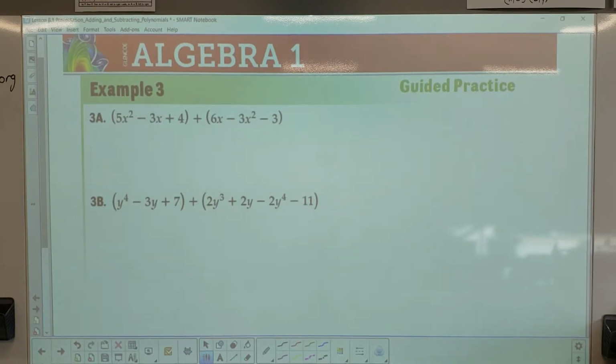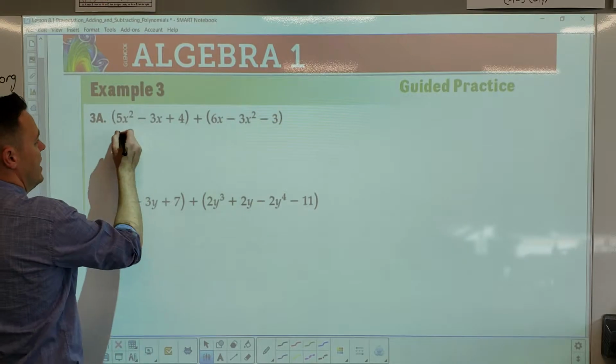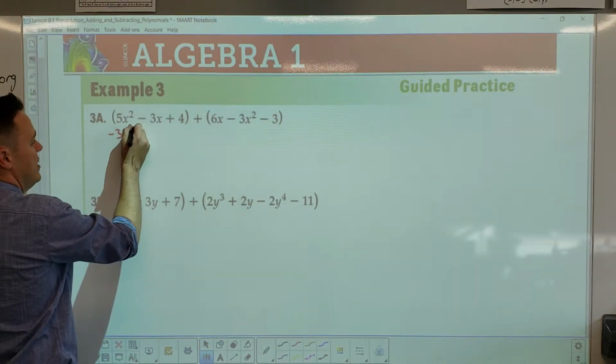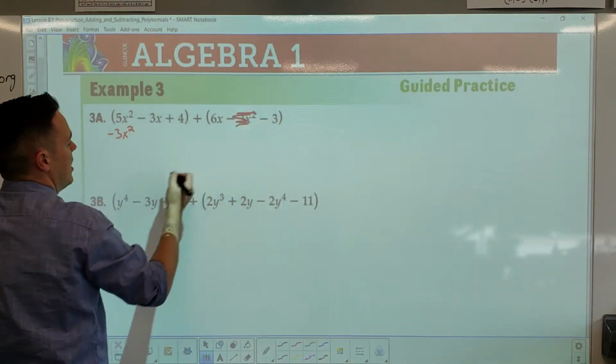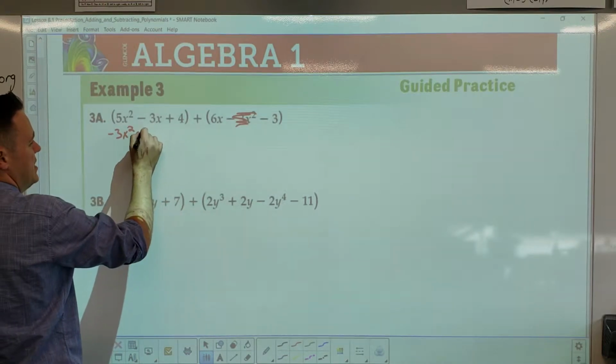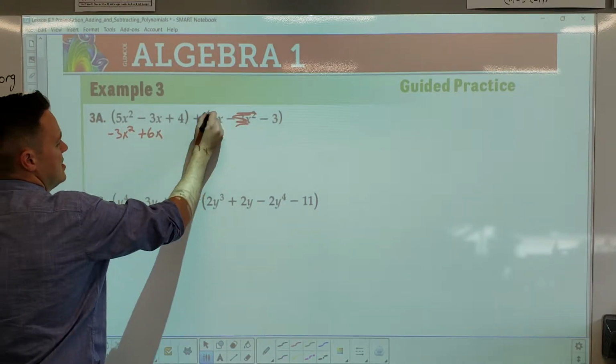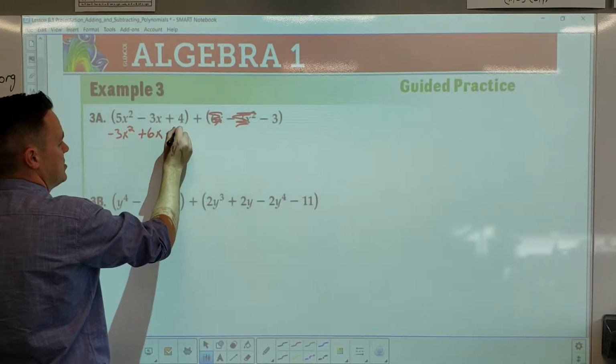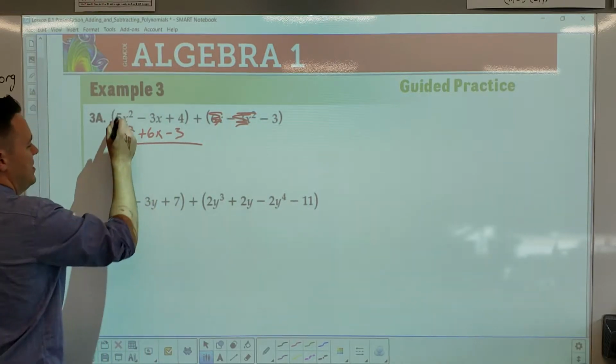All right, on this one in particular, guys, simple setups. If I did the vertical math, it'd be negative 3x squared here. I'm going to scratch this off. Okay, and then it's going to be plus 6x. Scratch that off. Minus 3. Rewrite it, and then simplify it.